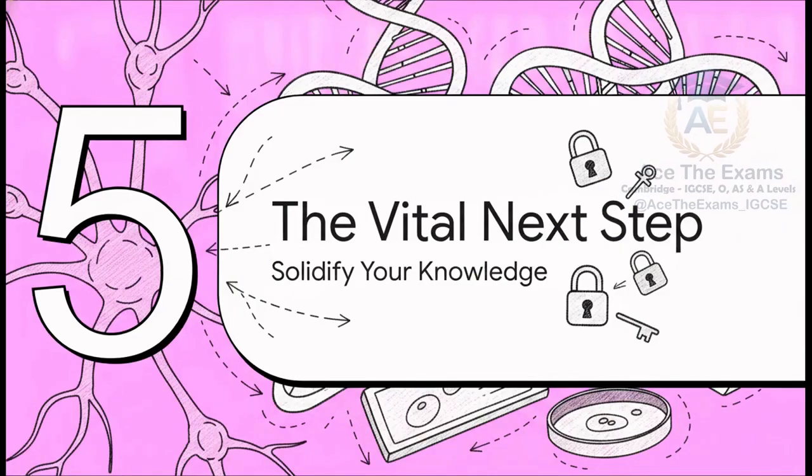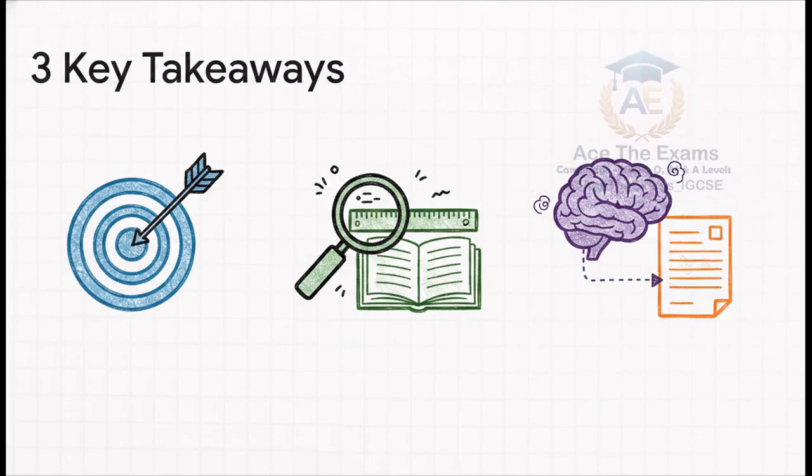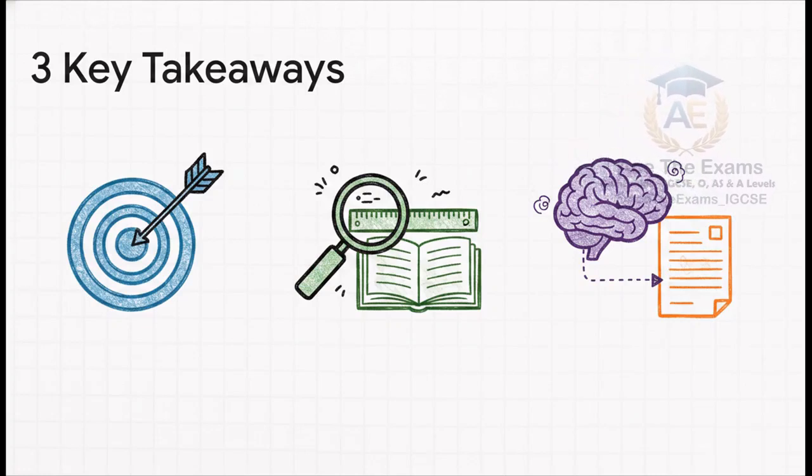Section 5. The vital next step. Solidify your knowledge. We've covered a tremendous amount of ground today, so let's lock this in. Here are your 3 key takeaways to basically encode into your brain. First, master that method mark sequence. Your process matters just as much as your final answer. Second, always check your units and terminology. And third, mentally link every single point you write directly back to the specific scenario provided in the question. Literally picture yourself drawing a physical line from your answer straight up to the stimulus text.